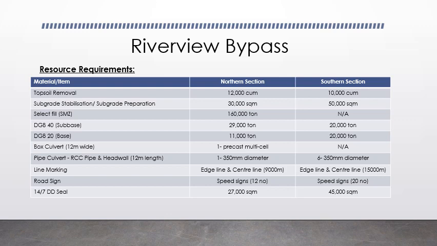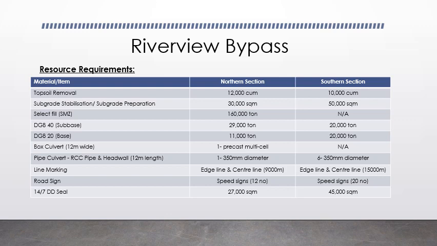Now we'll discuss the key work items and the resource requirements for the northern section and the southern section. Number one is the topsoil removal. In the northern section, we have 12,000 cubic meter topsoil removal, and in the southern section, it is 10,000 cubic meter. Subgrade stabilization in the northern section, we have 30,000 square meter stabilization, and the depth of the stabilization is 250 mm.